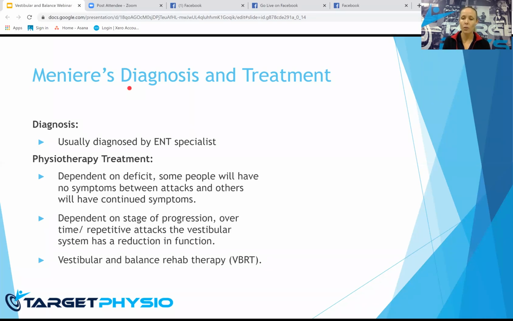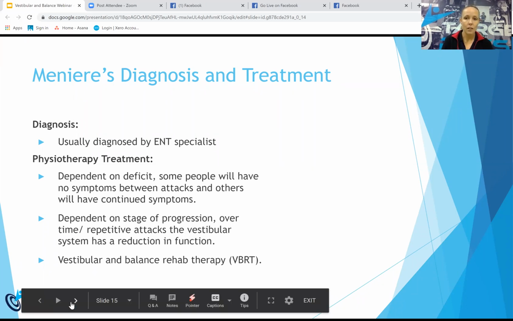Over time, with repetitive attacks of the vestibular system with Meniere's, the vestibular system does have a reduction in function. So at this stage, if there is a loss of the vestibular system, then we look at getting some compensatory strategies around not having that information going to the brain anymore. This is all done through the vestibular and balance rehab therapy, and I have a slide a little bit later on that goes through all the different strategies that we put in place.